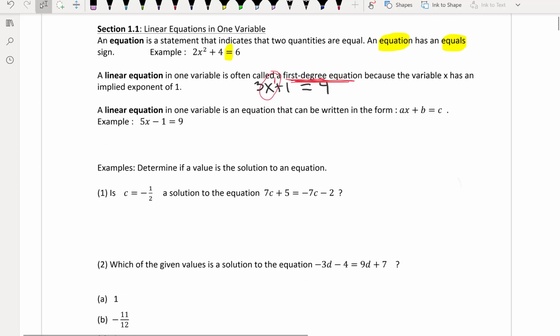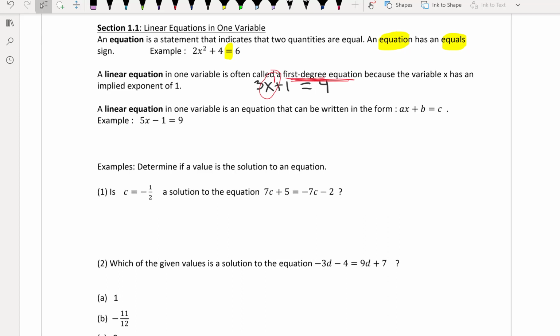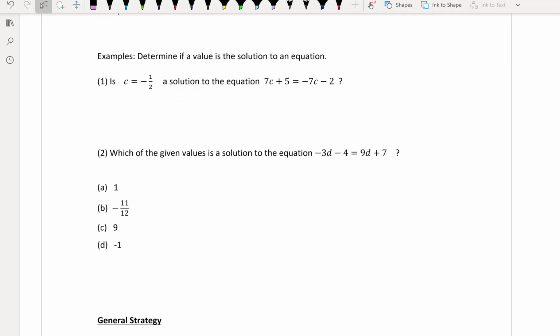All right, another definition: a linear equation in one variable is an equation that can be written in the form ax plus b is equal to c. So 5x minus 1 is equal to 9. That's kind of giving it to you in sort of a y equals mx plus b form. So let's dig into this a little bit more. So we have an example.